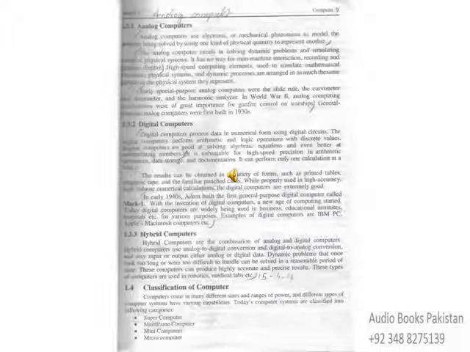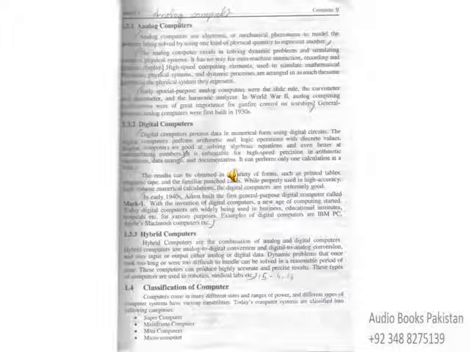High-speed computing elements are used to simulate mathematical functions. Physical systems and dynamic processes are arranged in much the same pattern as the physical system they represent. Early special-purpose analog computers were the slide rule, the curvimeter and planimeter, and the harmonic analyzer. In World War II, analog computing mechanisms were of great importance for gunfire control on warships. General-purpose analog computers were first built in the 1930s.